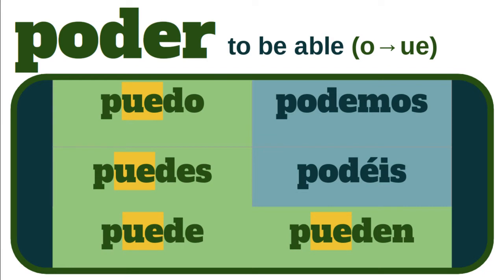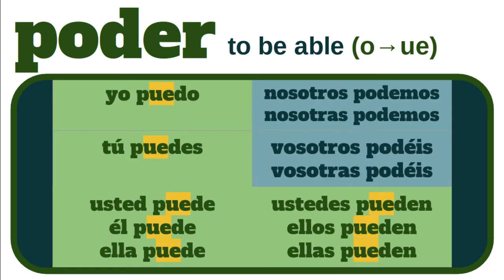And so the yo form is puedo. The tú form is puedes. The él, ella, and usted form is puede. And the ustedes, ellos, ellas form is pueden. Yo puedo, tú puedes, usted puede, él puede, ella puede, nosotros podemos, nosotras podemos, vosotros podéis, vosotras podéis, ustedes pueden, ellos pueden, ellas pueden.